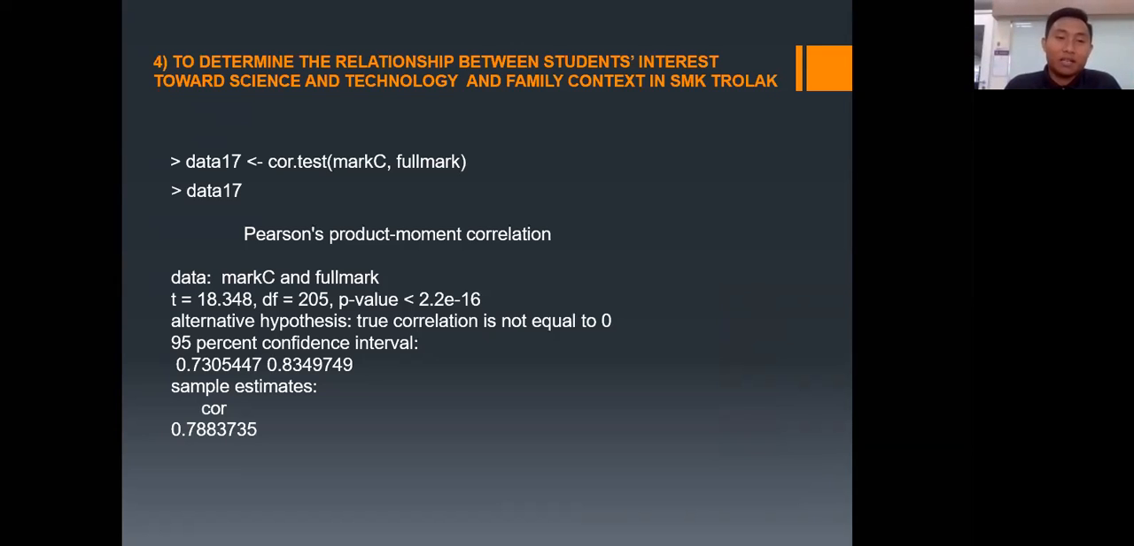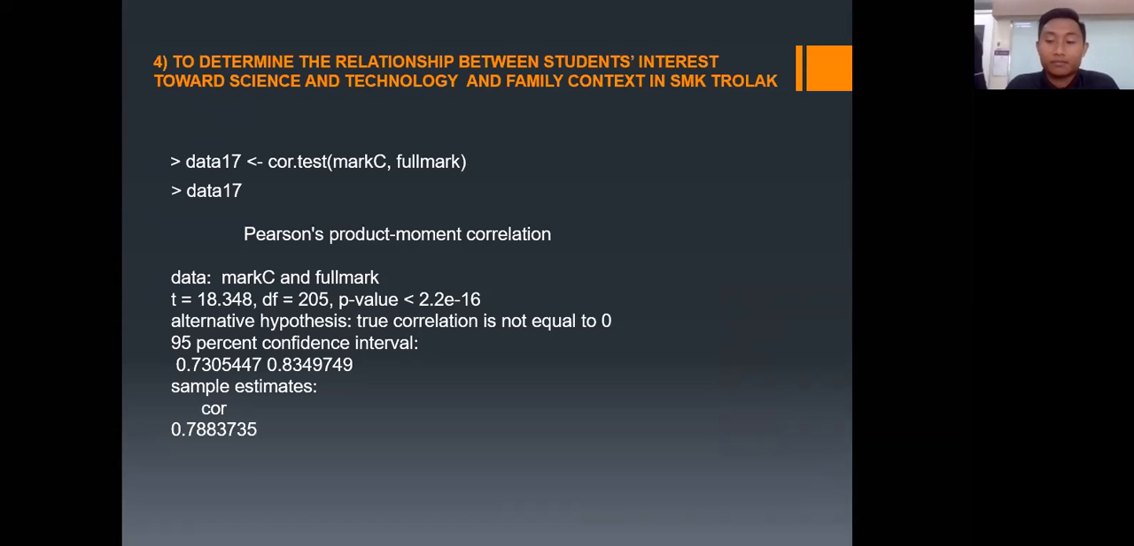Okay, next. Our fourth objective, to determine the relationship between students' interests. Do you have how many results like this? This is the last one.